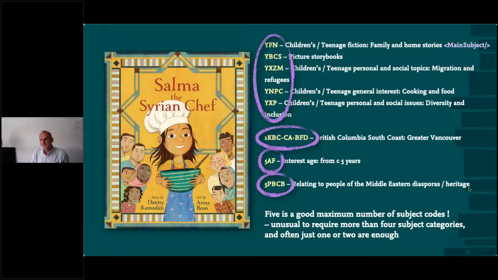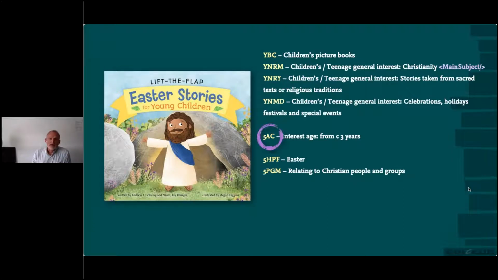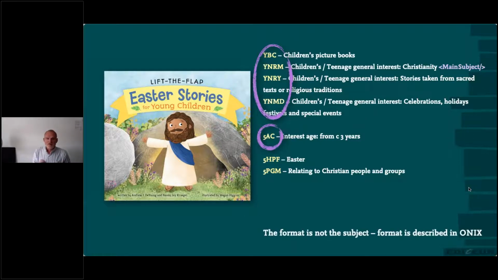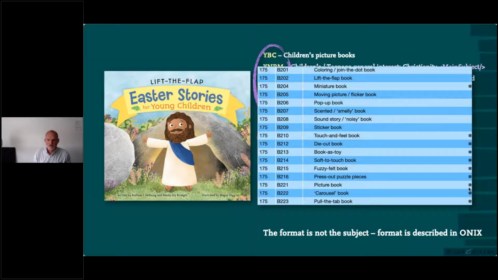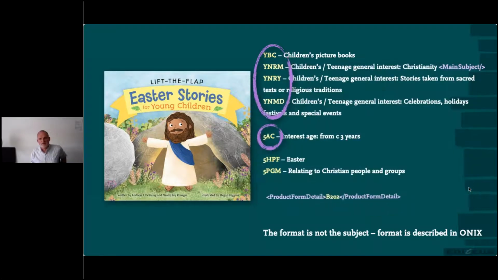So remember that. And then another book, again aimed at younger readers, and this 5AC applies to all these subject codes. But when we look at the subject codes, they all talk about what the book is about, but none of them mention the fact this is a lift-the-flap book, because the format is not the subject. Format is described in Onix. So Thema doesn't have any formats in its subject codes. There's a really good list, this 175. There's a lot of choice for children's books, so you can accurately describe what format it is. So in this case, B202, lift-the-flap books, which will go into your Onix like that.